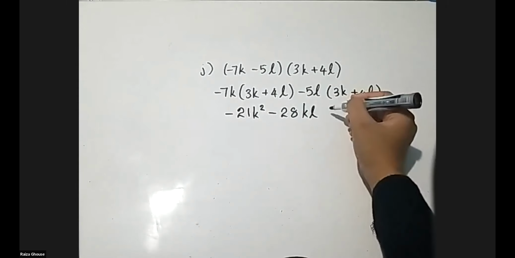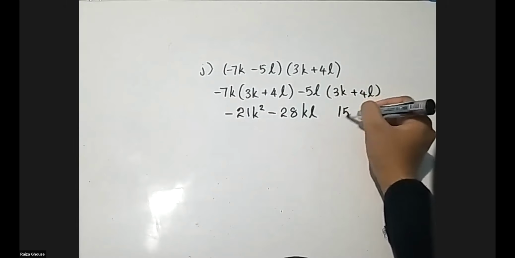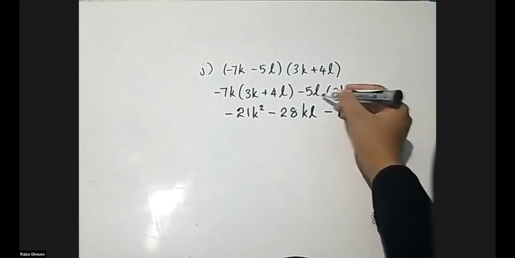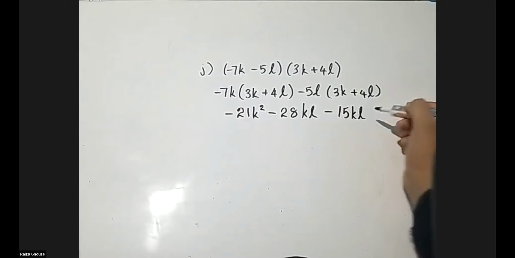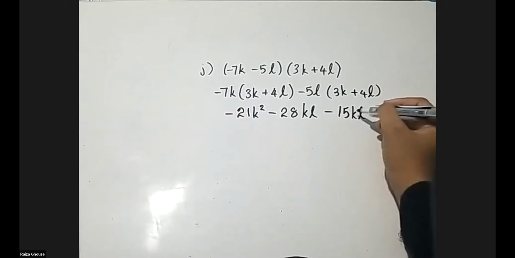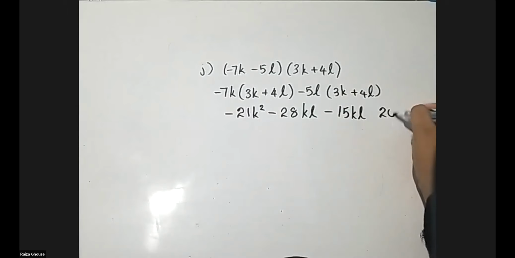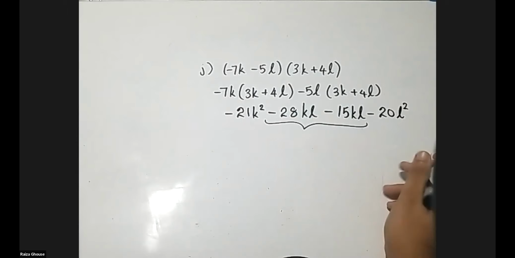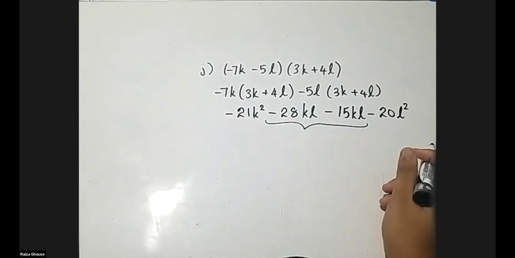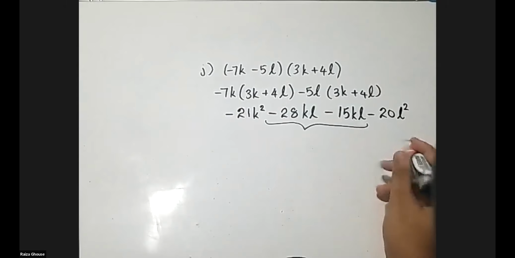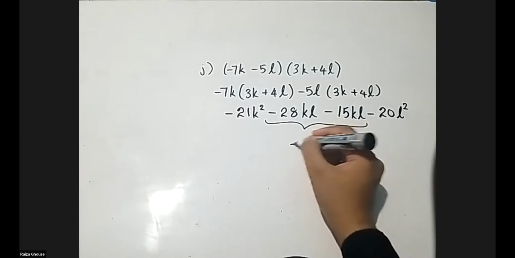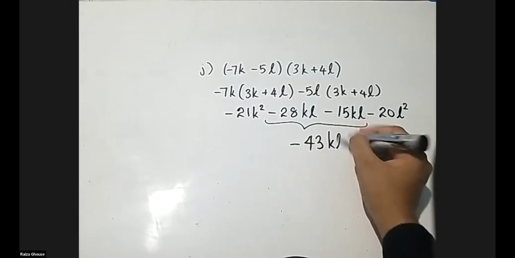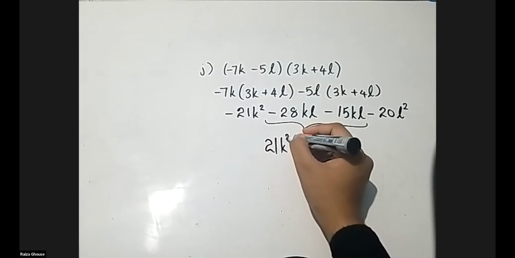I think I was not fast. Now 5 into 3 is 15, plus into minus is minus, L into k is KL or LK, anything is fine. Now 5 into 4 is 20, plus into minus is minus, L into L is L squared, and I can see like terms. Both are negative. I remember my two friends, I'm in debt to them, so my total debt will be 43, and that's a debt, so it's negative, and KL. Other people are the same.